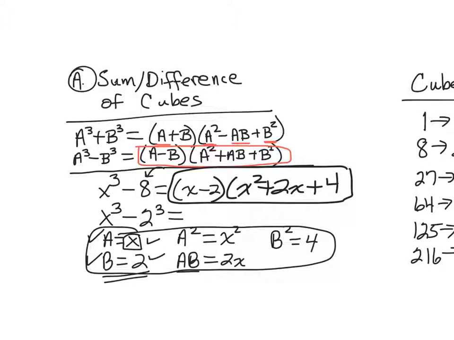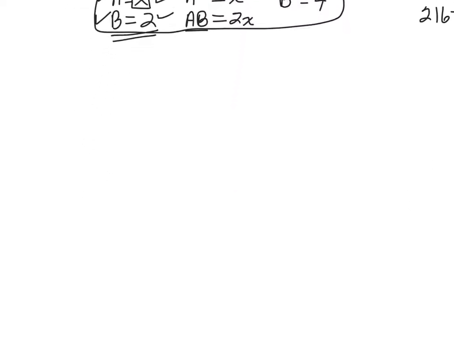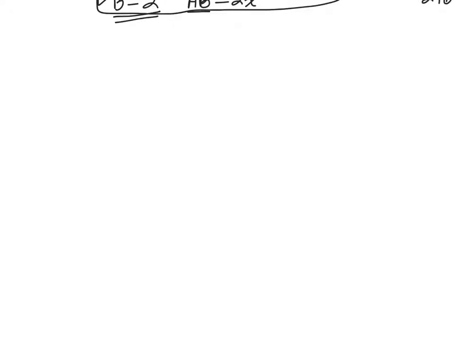So to wrap up, what we just did: write something cubed and something cubed first. Then figure out what a squared, ab, and b squared are. Plop them in the formula. That's it. Okay, so let's practice a little bit more just to make sure that we're following along with what happened there.